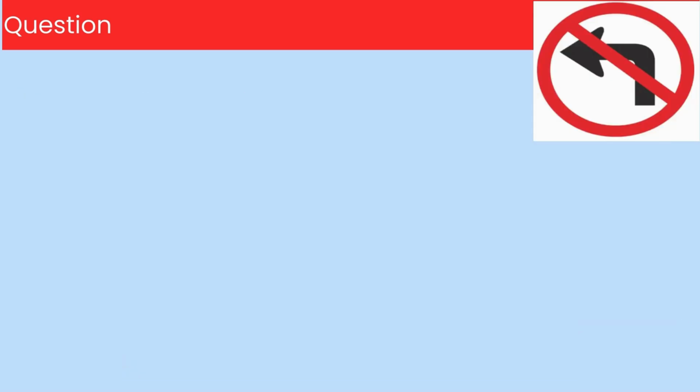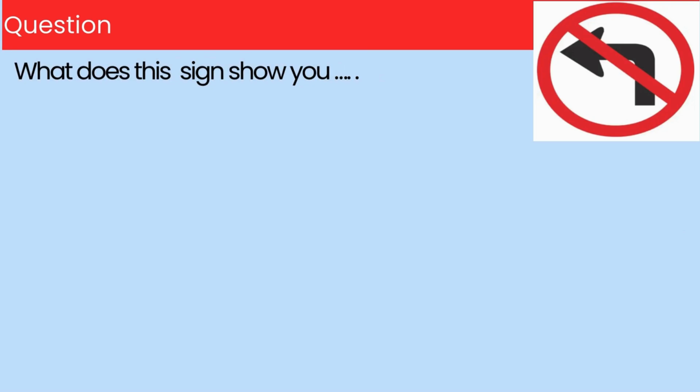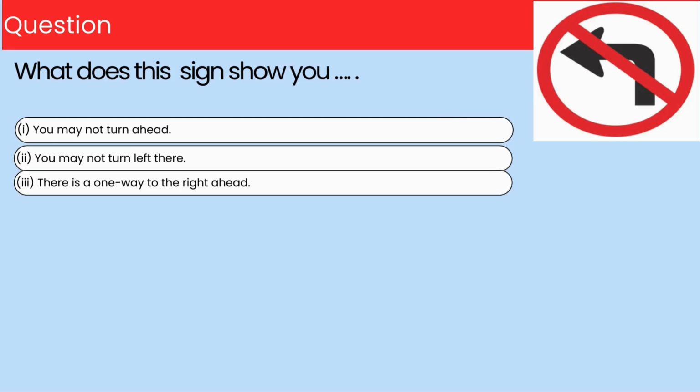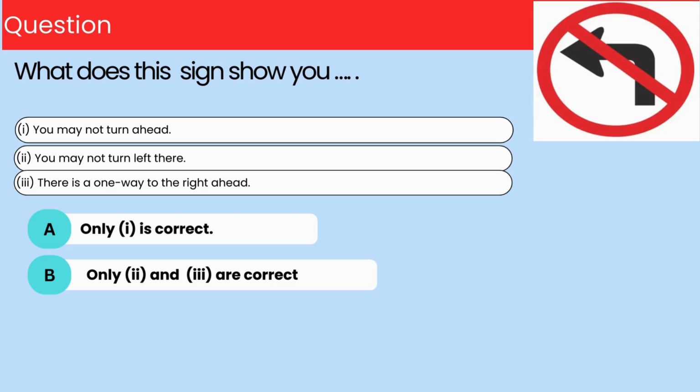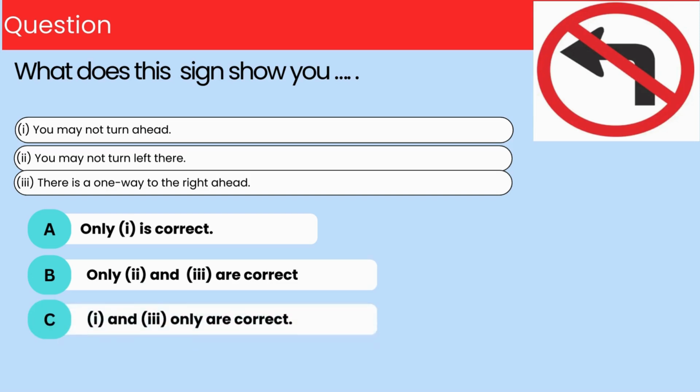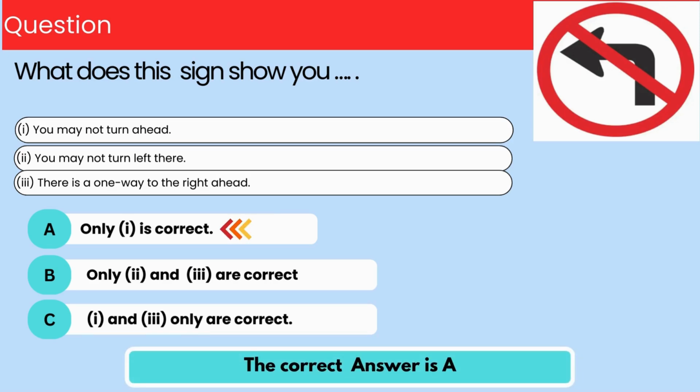Question: what does this sign show you? 1. You may not turn ahead. 2. You may not turn left there. 3. There is a one-way to the right ahead. Select the correct combination. A. 1 only is correct. B. 2 and 3 only are correct. C. 1 and 3 only are correct. The correct answer is A. This is a left turn ahead prohibited sign, specifically prohibiting vehicles from turning left at an intersection where the sign is displayed.